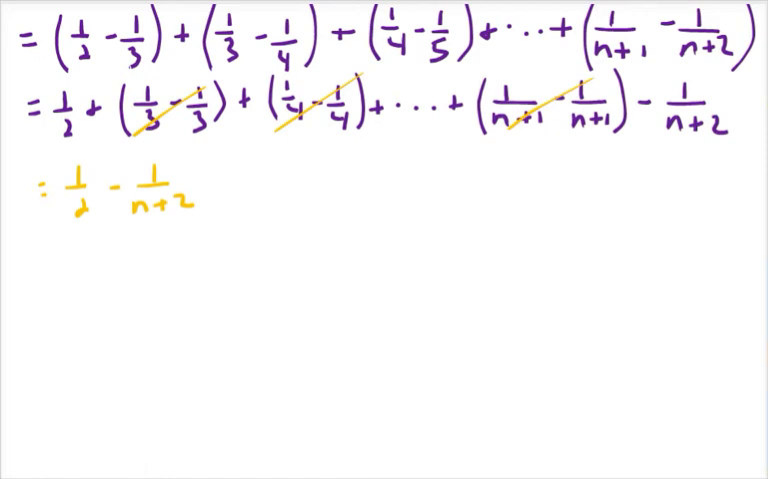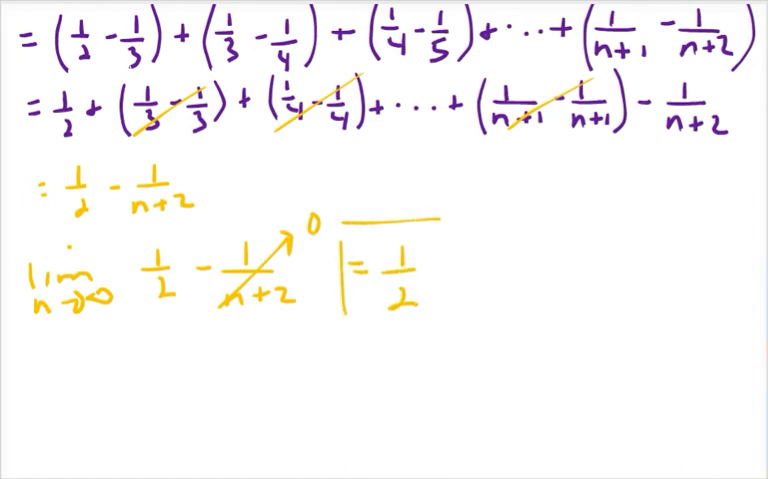Now, you can take the limit as n approaches infinity of that explicit formula, and you find out that that goes to 0, and you're left with 1/2. So the telescoping series converges to 1/2.